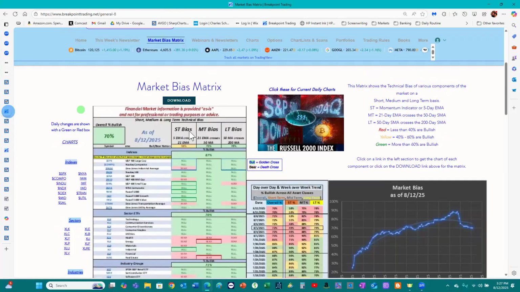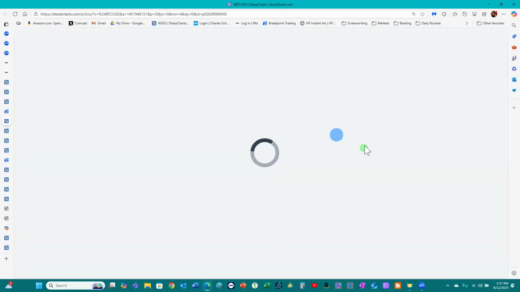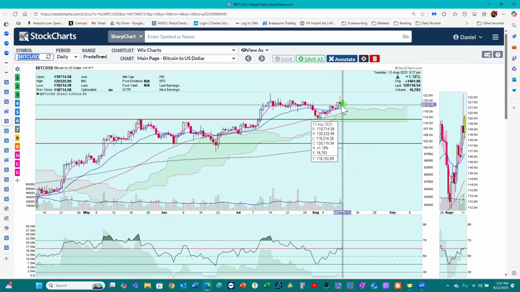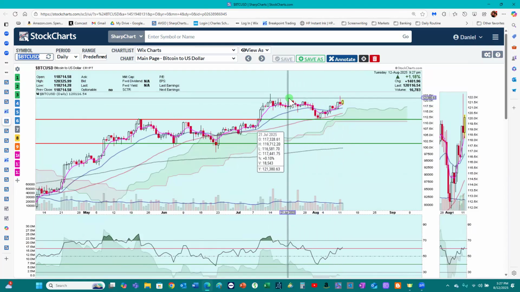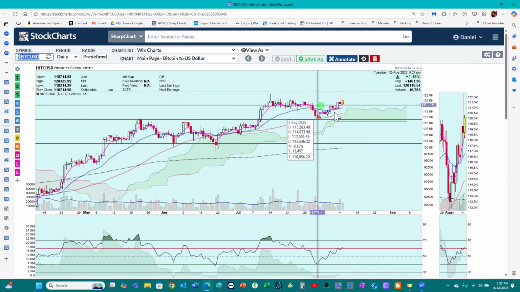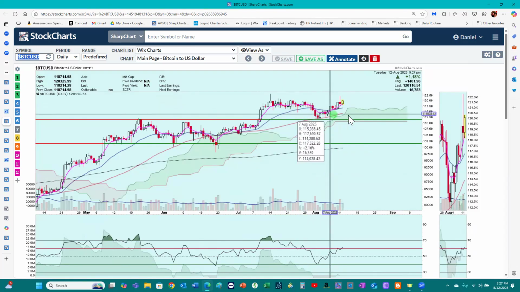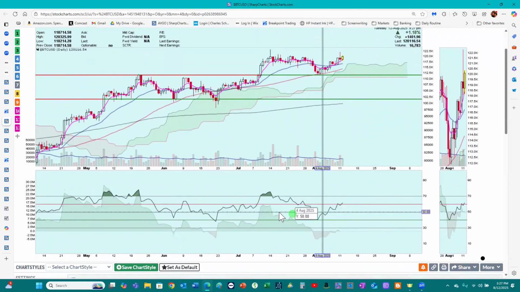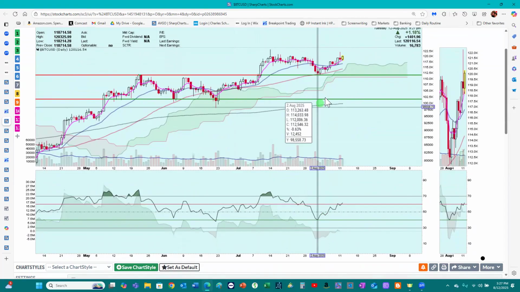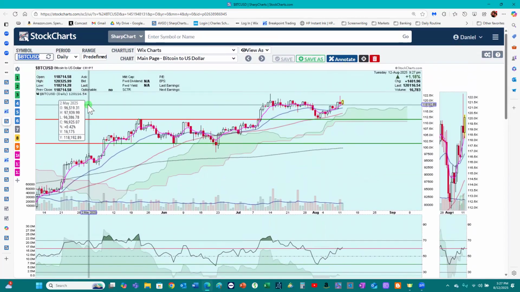Just for fun, I'll look at Bitcoin as well. Bitcoin, I think, also didn't move quite as much as the rest of the markets, but it moved up today too, and it's starting to get back to all-time highs. It's not at an all-time high yet, but it's over 120,000. And you can see down here the RSI, the momentum is still moving higher. So everything is very bullish.